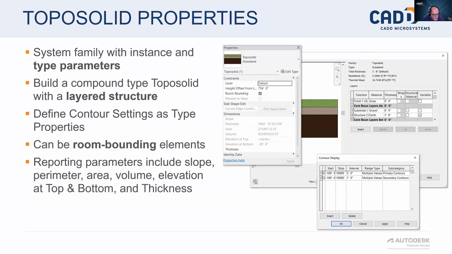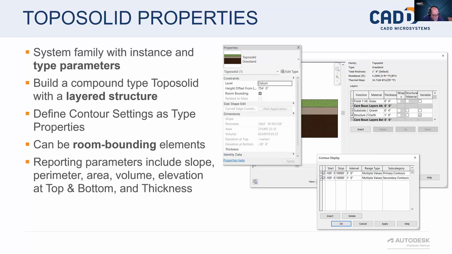And it works very, very similar to floors. So if you're familiar with how to create a floor inside of Revit, using that layer structure, it's the same concept. And so we can create the structure of the topo solid. Maybe we have grass, maybe we have gravel, and then dirt, or whatever it is. We can build that up and give it thicknesses in there.